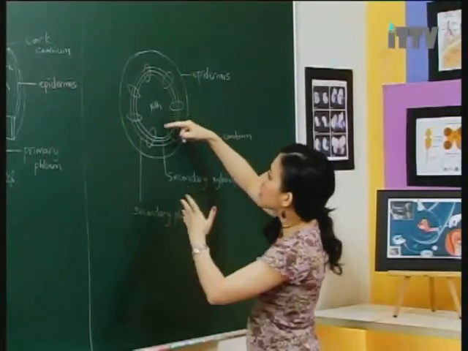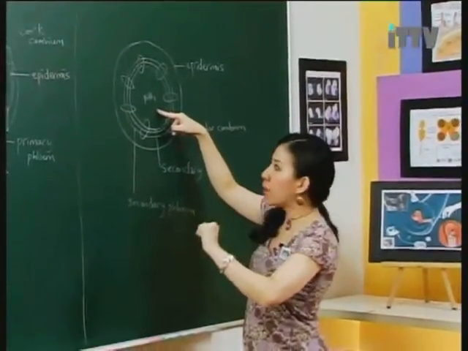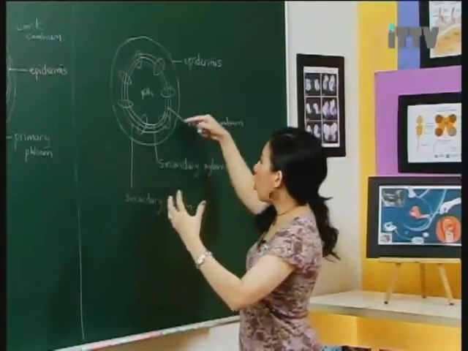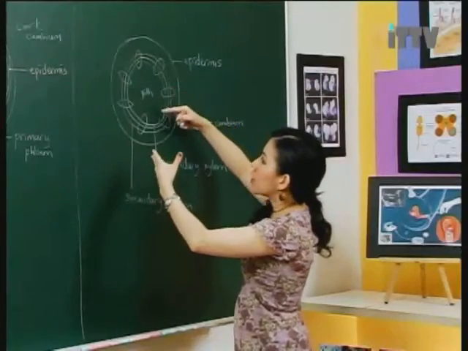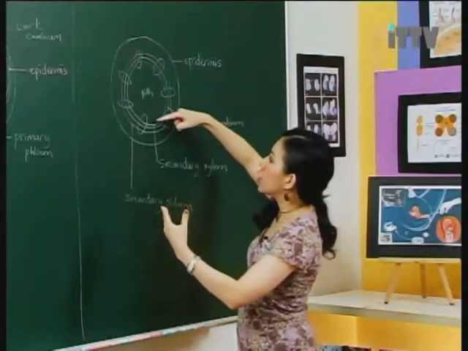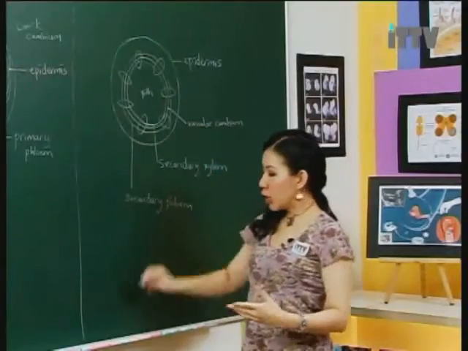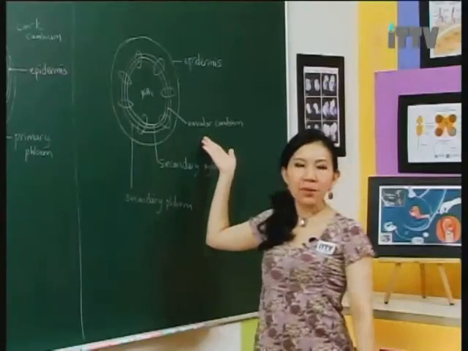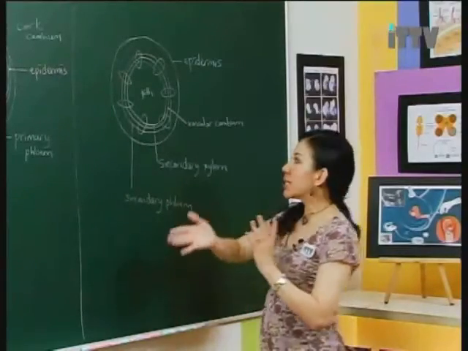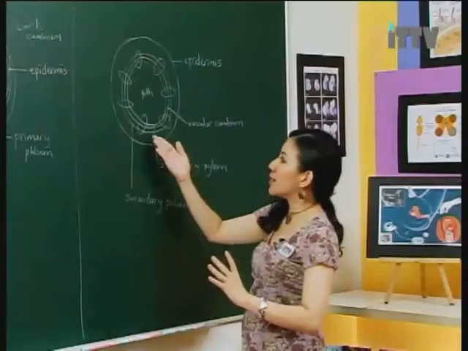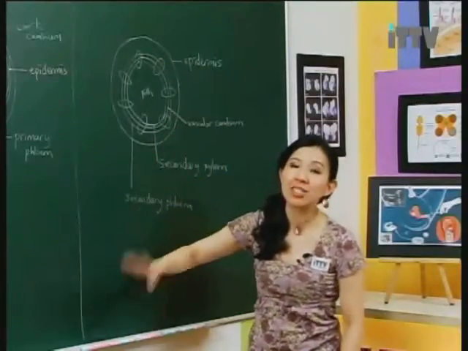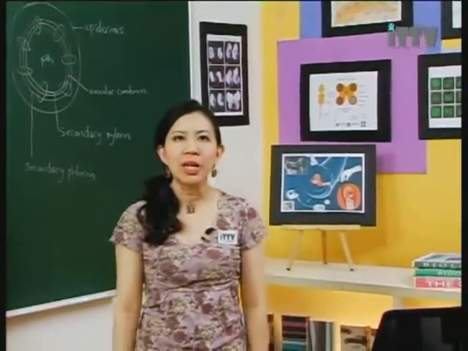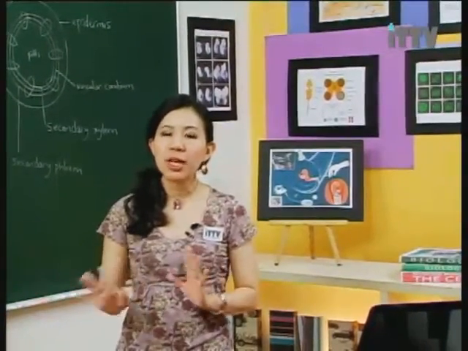The primary xylem and primary phloem are not shown here. Only the formation of secondary xylem inner, secondary phloem outer. So this is a very simplified structure of how the vascular cambium produces the secondary xylem inside and the secondary phloem on the outer part. I hope that you have a better understanding of the lateral meristem growth.